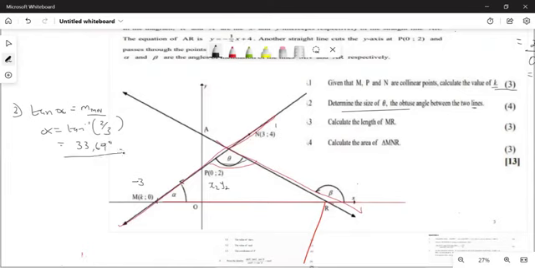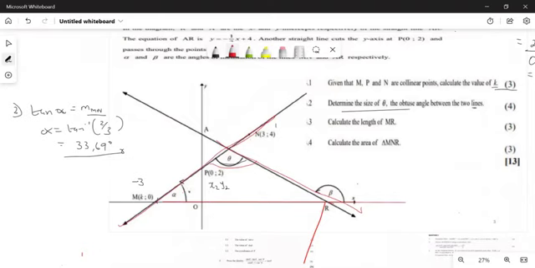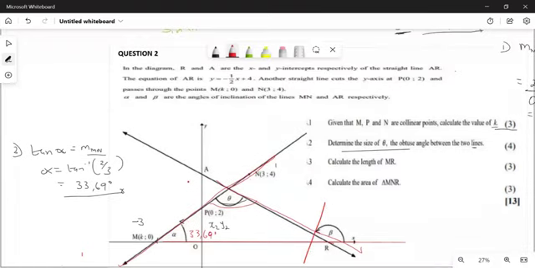33,69 degrees. So it means you can come and tell them what this angle here is. This angle here is 33,69. Okay, you are not done then. What else would you do from here?